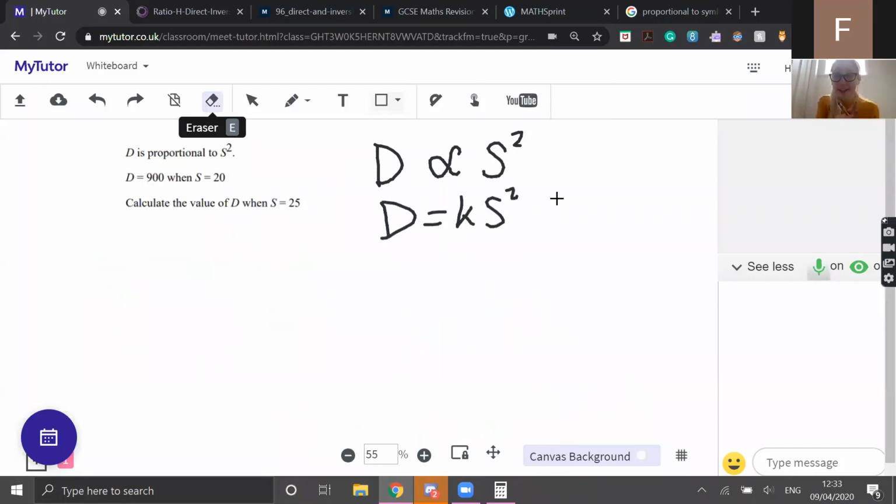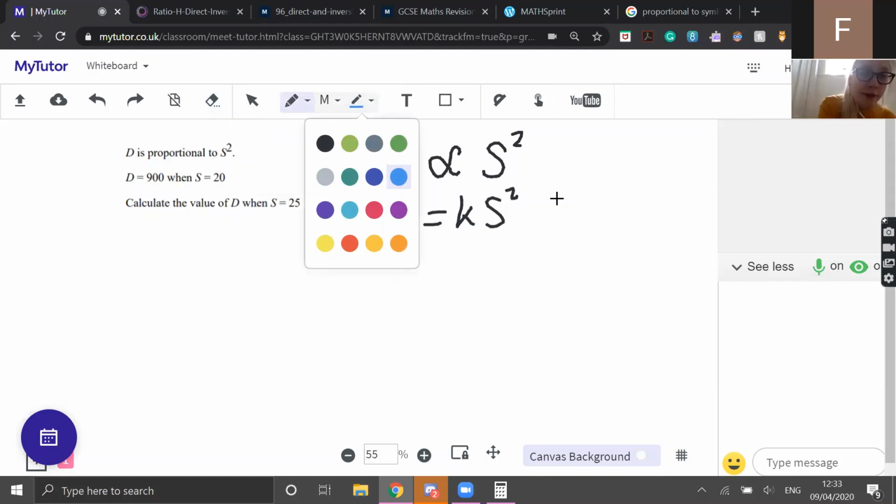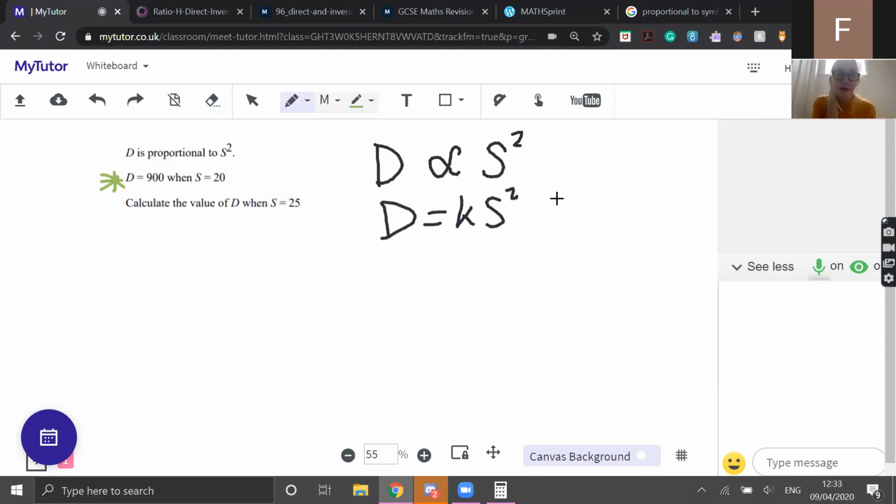So we've set up our thing, d equals ks squared. And now we just want to find the value of k. So just like before, we're going to do that based on this bit here. So this is a really classic setup for a question. D is proportional to something, 2 values, find this. This is a very, very classic question. So let's just plug these values in.